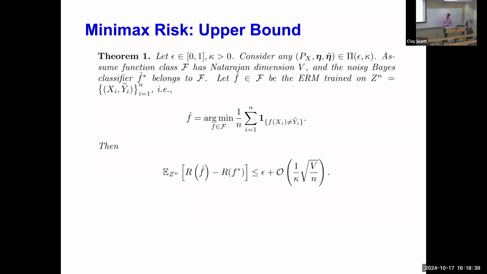But if you prove the lower bound and you also assume the noisy Bayes classifier lives in this class with finite Natarajan dimension, you can also get the v explicitly in the lower bound if you want to. I see. Okay. Maybe I'll think of ways to represent this.